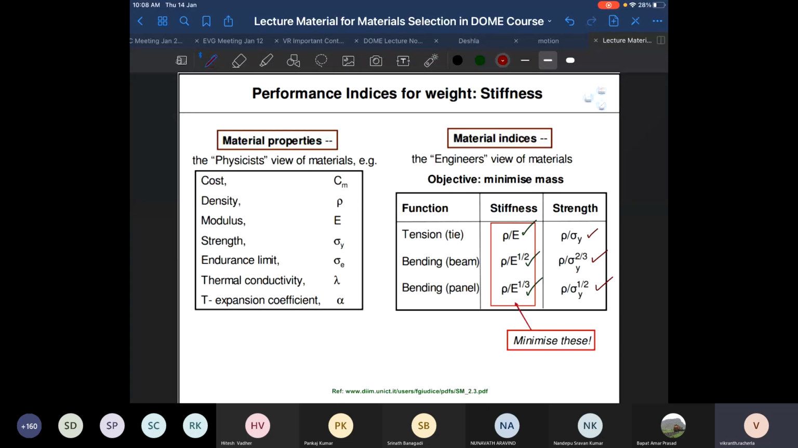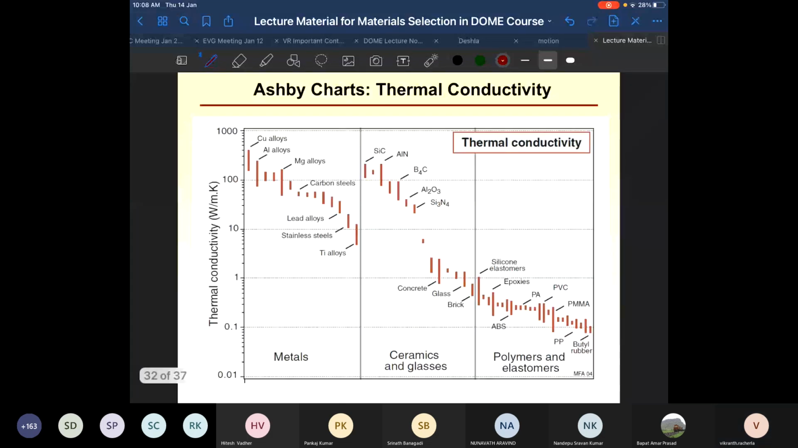Now, this was for one specific example, and there are a huge number of materials to choose from. So you need a better way to analyze things. All right, let us see how this can be done. There is a professor from Cambridge University by the name Ashby, who has come up with an ingenious way of representing the data so that the choice of the material is more intuitive. So he has made a huge number of charts. We'll go through some of them.